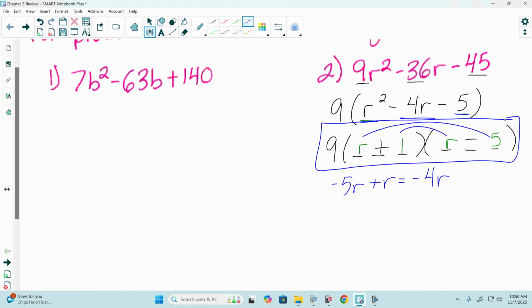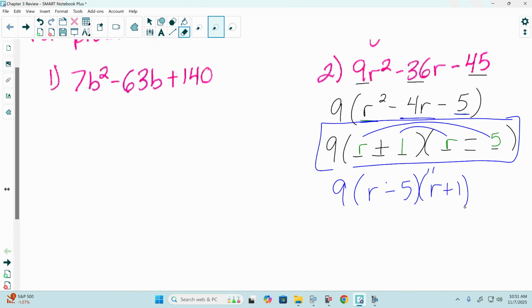Yes, sir? Does it matter which one you put one in negative? It does matter which one we put as negative, but if you put 9 times r minus 5 times r plus 1, you have those 2 sets of parentheses flipped. That is the exact same answer. Now, if you had r minus 1 and r plus 5, that would not get us the right answer. But I think what you're asking is, can we put it as this here? And yes, those are the same answer. Because multiplication, we can multiply any 2 things or 2 or more things in any order. They are the same.